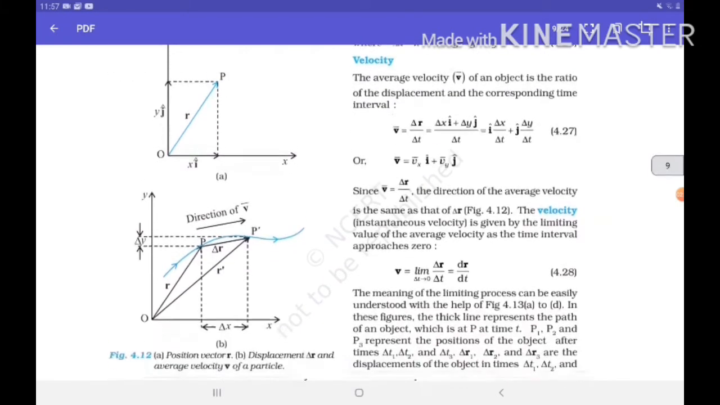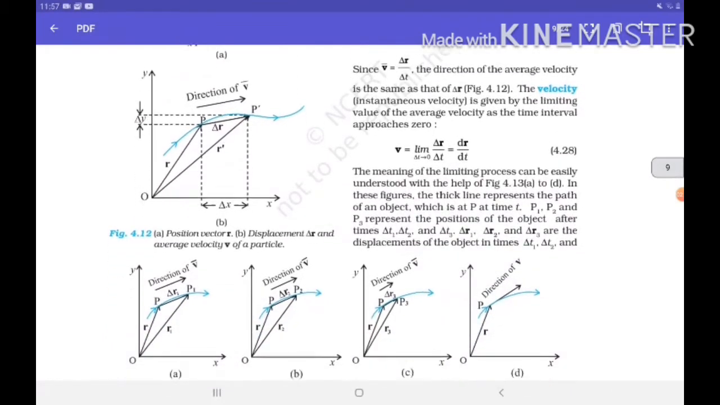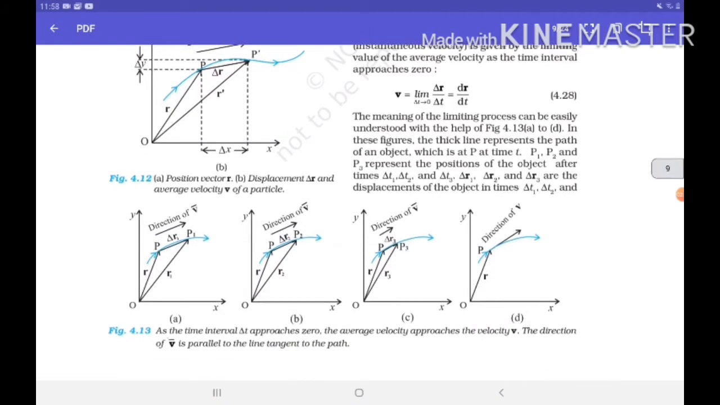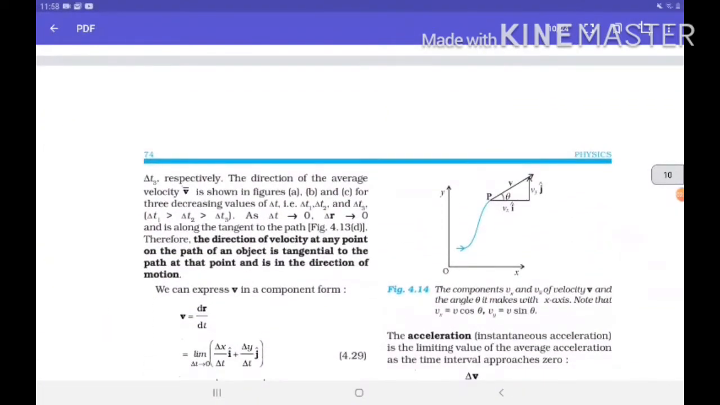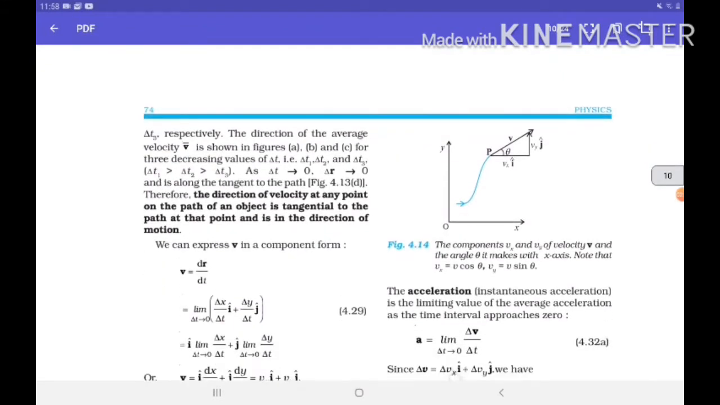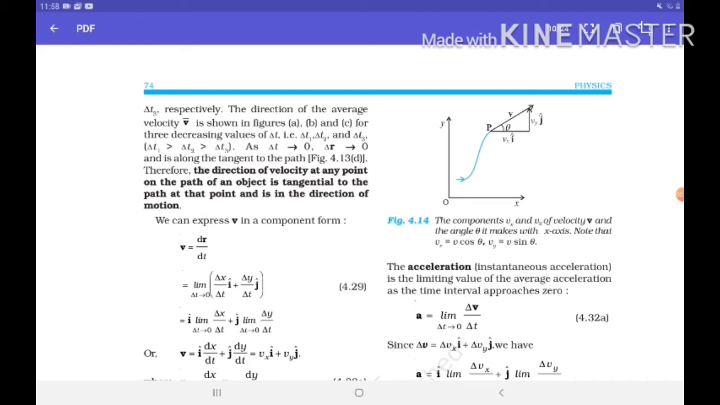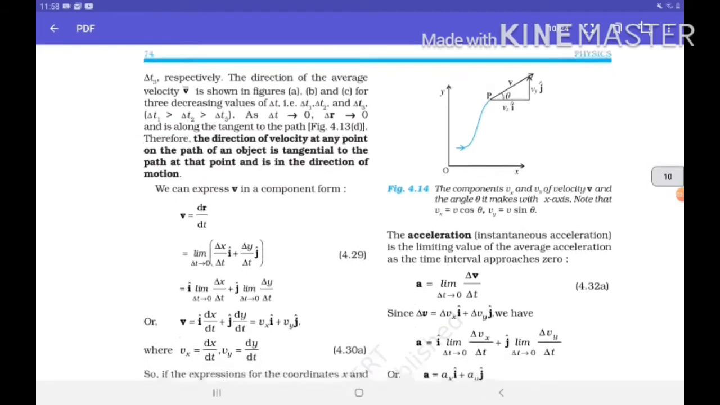In the same way we can find the velocity, and the instantaneous velocity as well, that is v is equal to limit delta t tends to 0 of delta r upon delta t, that is dr upon dt. The direction of velocity at any point on the path of an object is tangential to the path at that point, in the direction of the motion.